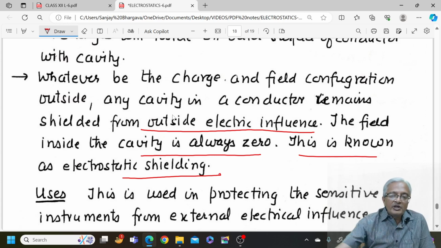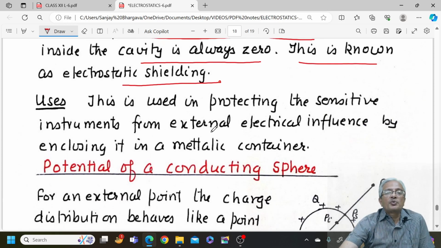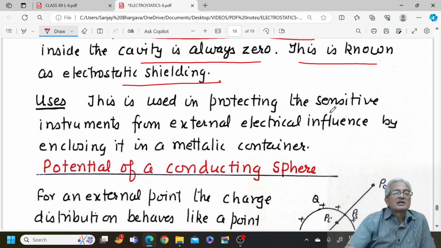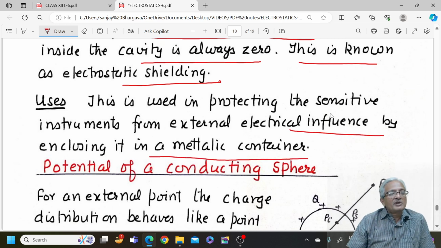Now, where do we use it? This is used to protect sensitive instruments from external electrical influence by enclosing them in a metallic container. That means if you want to transport, suppose, an electrically sensitive machine, then enclose it in a metallic container and transport it. The entire metallic container becomes an equipotential surface and therefore would save the machine inside from any external influence.